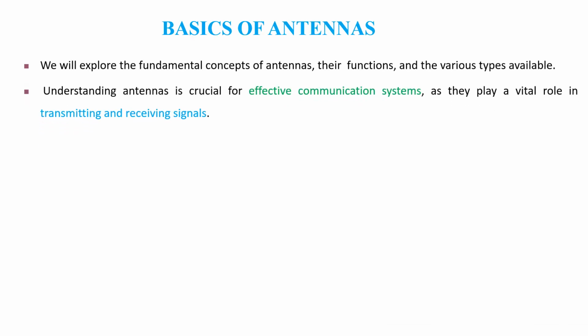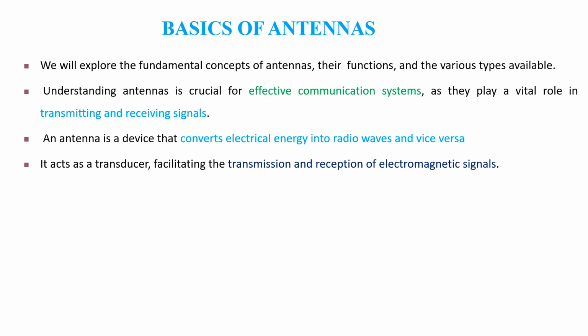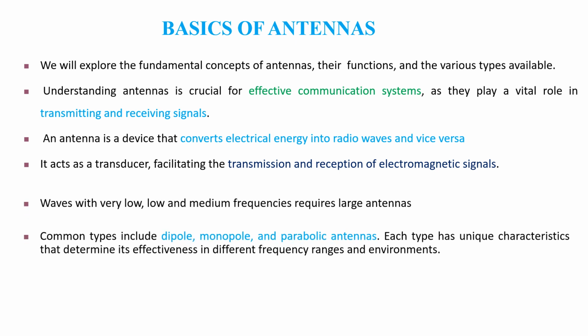So what is antenna and how is it used? It is very crucial for an effective communication system. It is basically a device for converting electrical energy into radio waves. So basically it is a transducer which can transmit and receive the electromagnetic signal. The common types of antenna include the dipole antenna, monopole antenna, parabolic antenna. Each one has its unique characteristics.